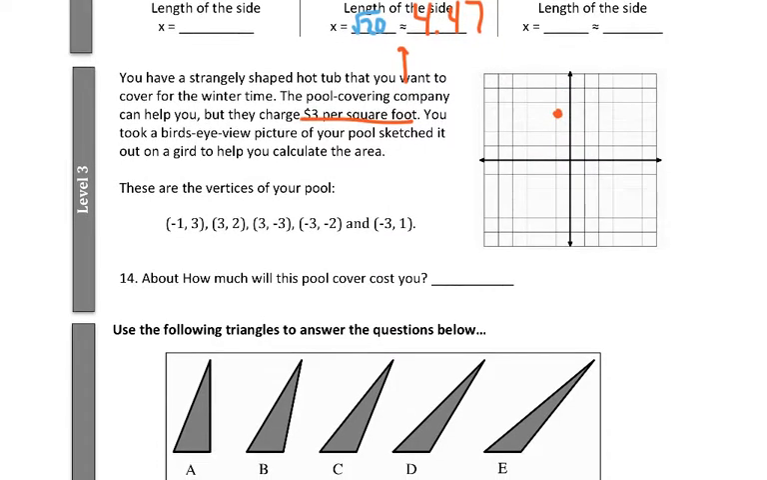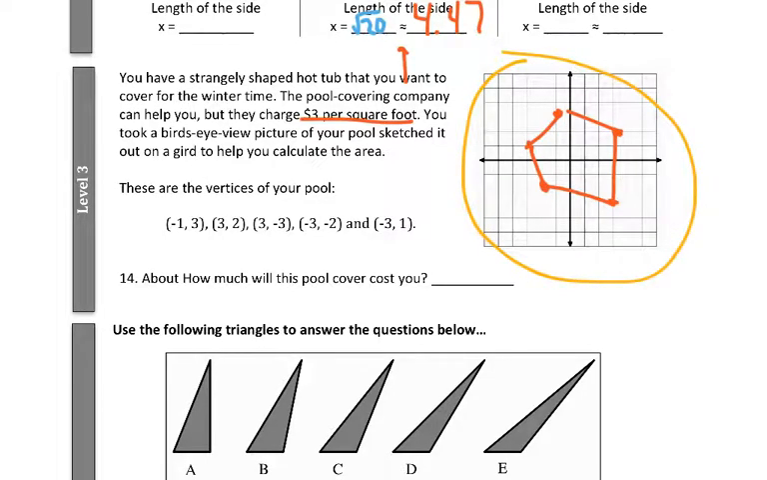And the vertices of this pool are -1, 3, 3, 2, 3, -3, -3, -2, and -3, -1. So our crazy looking pool looks like this. So my help for you, or my advice, is you need to figure out the area of this thing.